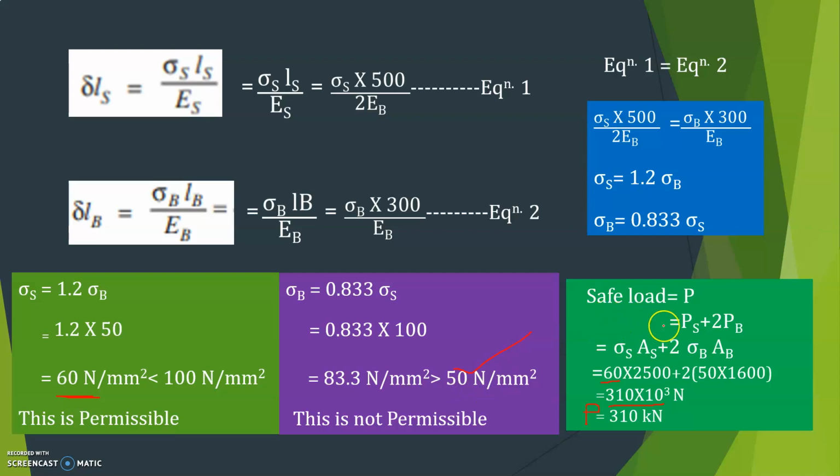So while calculating the safe load, you have to consider the lesser value. That's why here I have considered sigma S is equal to 60. 100 is more, 60 is less. And in the case of sigma B, we have two values, 83 and 50, but I considered the lesser value, that is 50, into area. So you get the safe load.